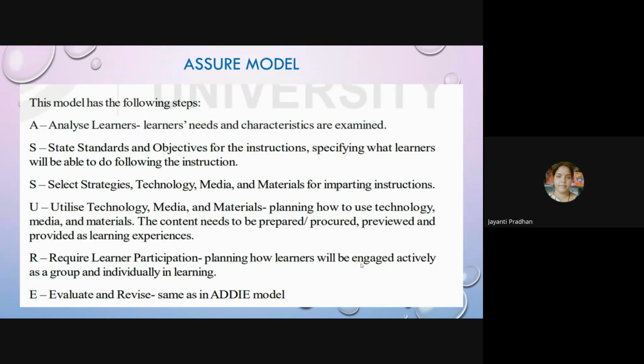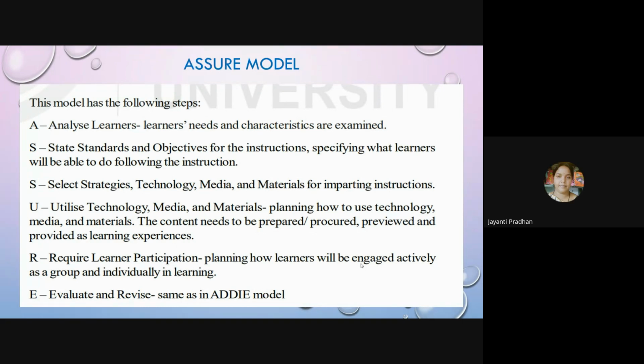How many letters are there? Six, ma'am. Okay, then how many components are there? Six components, ma'am. Okay, now you tell me what points are repeated, which points we have discussed earlier, and which are new here. First is analyze learners need and characteristics, second is state standards and objectives.